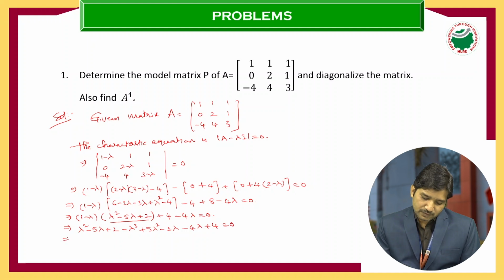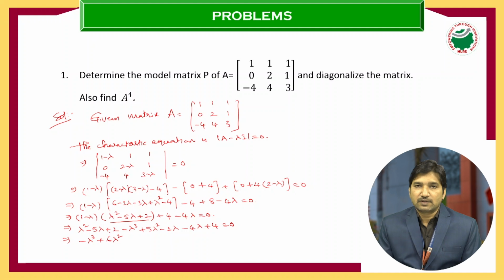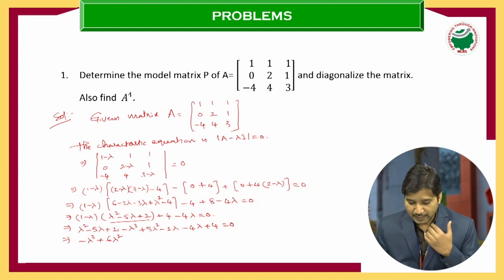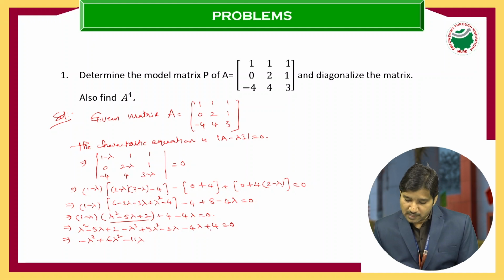So finally the lambda cube term is only minus lambda cube. Next, lambda square terms: lambda square, 5 lambda square, 6 lambda square, plus 6 lambda square. And lambda terms: minus 5 lambda, here minus 2 lambda, minus 7 lambda, minus 4, minus 11 lambda. Next the constants are plus 2 and plus 2 plus 4, that is plus 6.